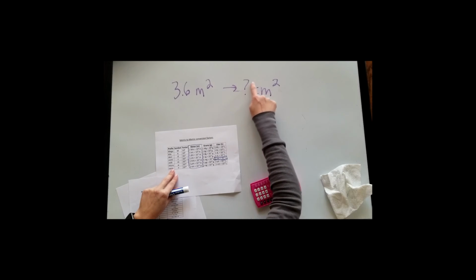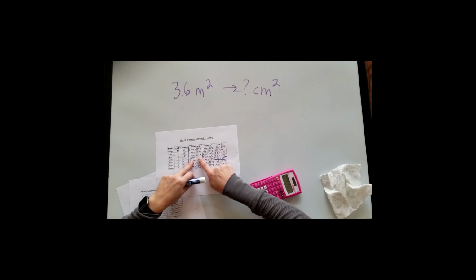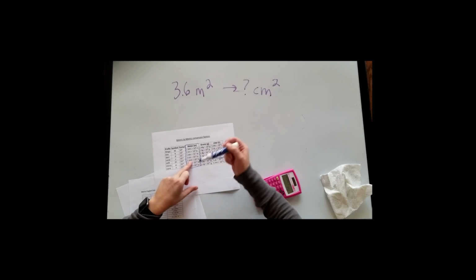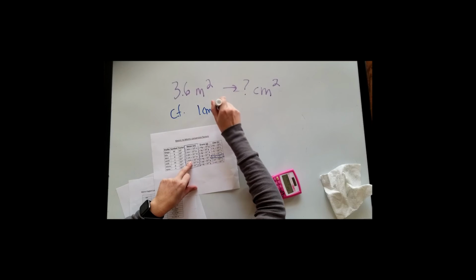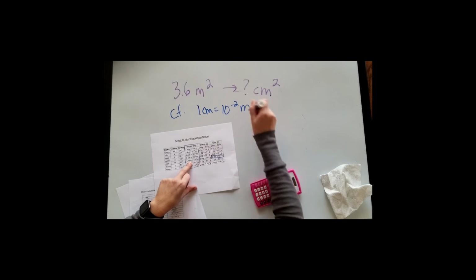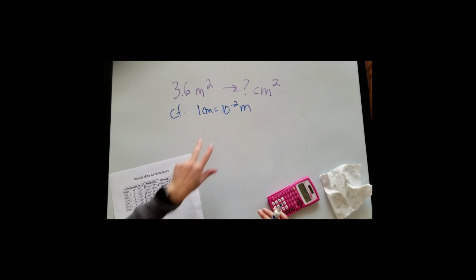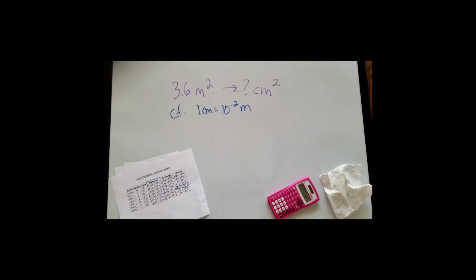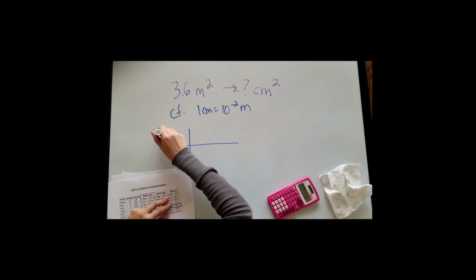And more specifically, we're using the prefix centi. So I'm going to go down to the prefix centi, follow it over to the meter portion. The conversion factor I find is 1 centimeter is equal to 10 to the negative 2 meters. So how am I going to use this? There's actually two different ways you can use this. So let me do the railroad tracks. Might be able to see it a little bit better.